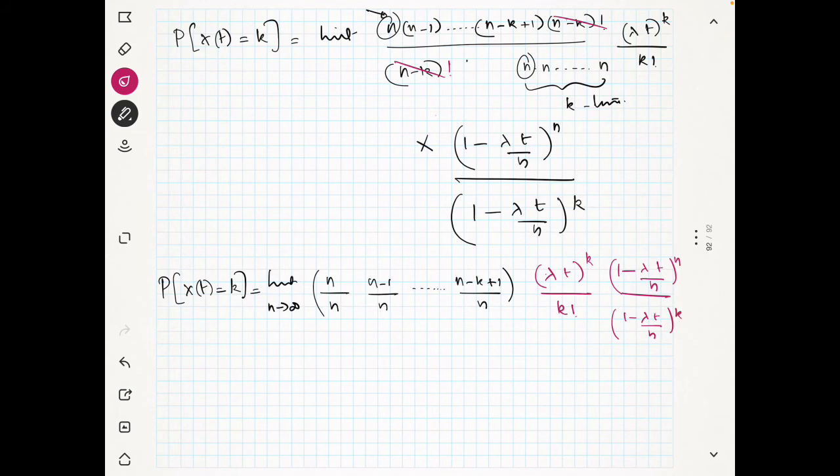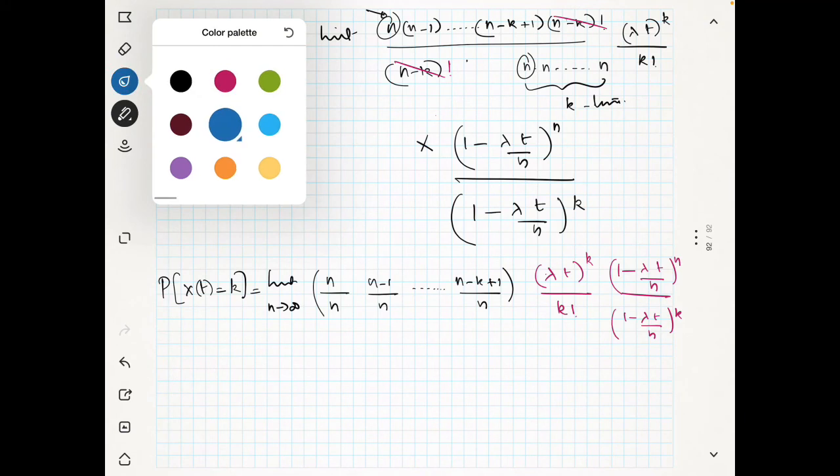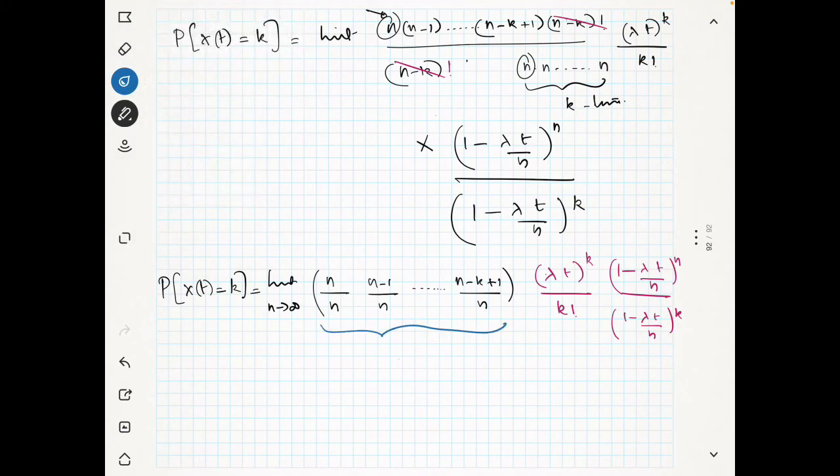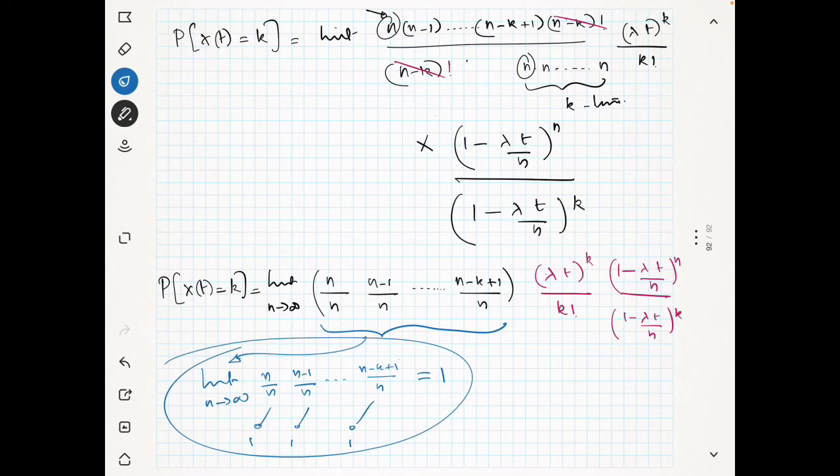Now we will see what will happen to the first term. You see here n is very large, so I will take this term, limit n tends to infinity, n by n, n minus 1 by n, and so on, n minus k plus 1 by n. This will tend to 1, this will tend to 1, this will tend to 1. So this term becomes 1 anyway. Similarly, this one has no change because there is no factor n here. And what about this thing? What about the third one?